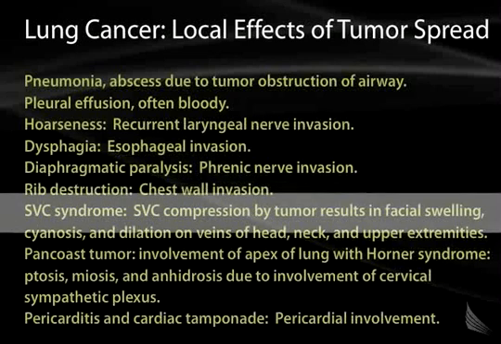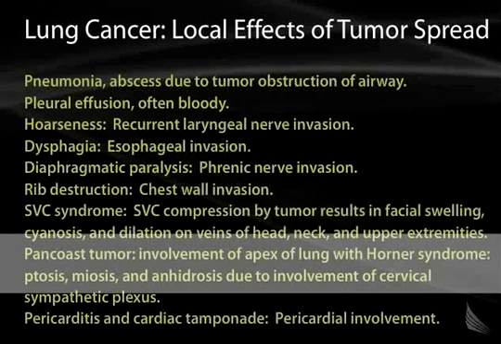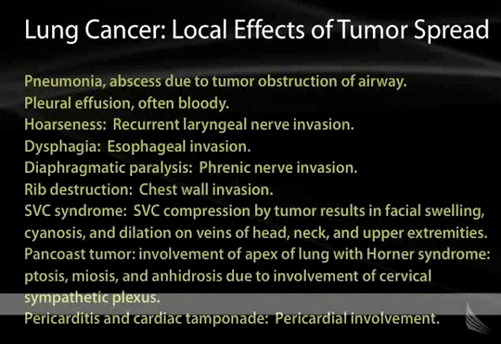SVC syndrome is a compression of the superior vena cava that can be caused by local effect of the tumor. This will cause facial swelling, cyanosis, as well as dilated head and neck veins. A Pancoast tumor normally causes ptosis, miosis, and anhidrosis, secondary to the involvement of the cervical sympathetic plexus. This is normally seen in lung cancers in the apices of the lung. Pericarditis as well as cardiac tamponade can be seen when there is pericardial involvement.